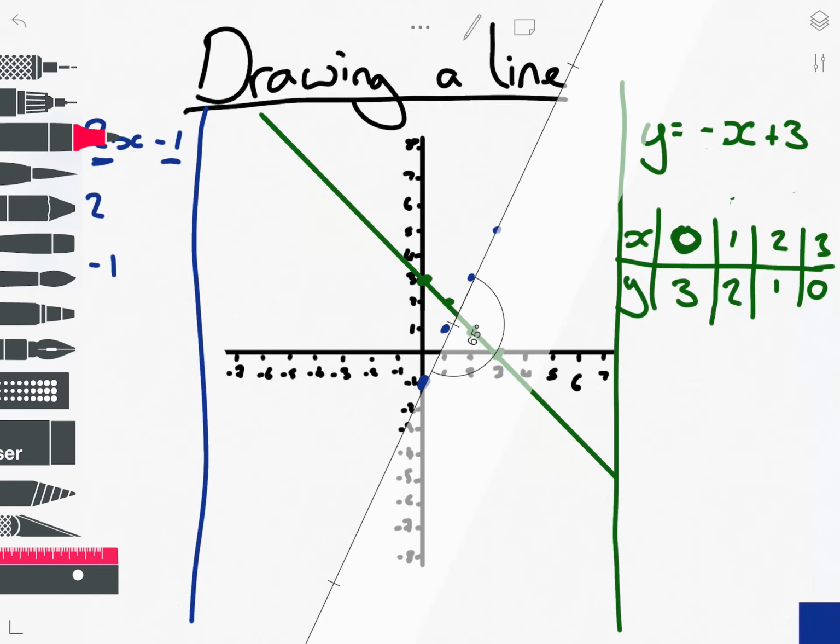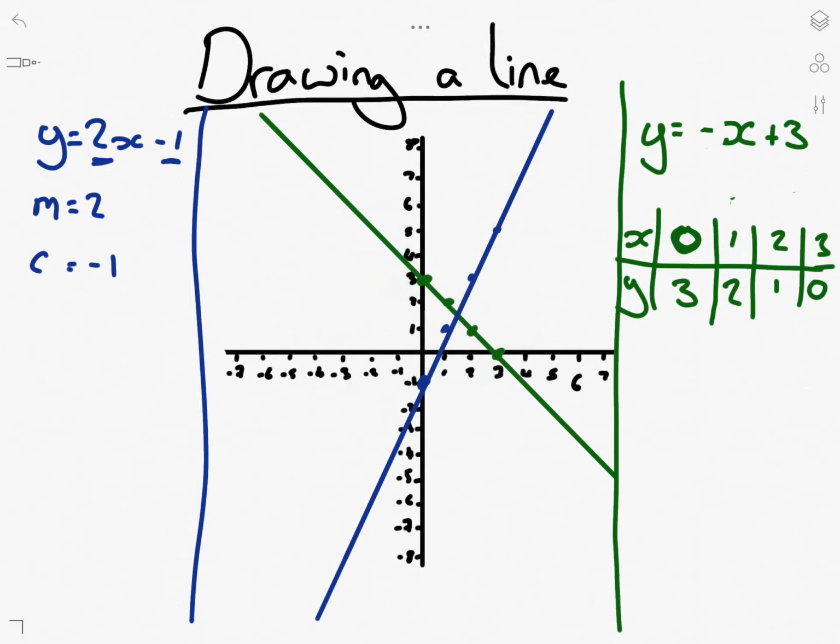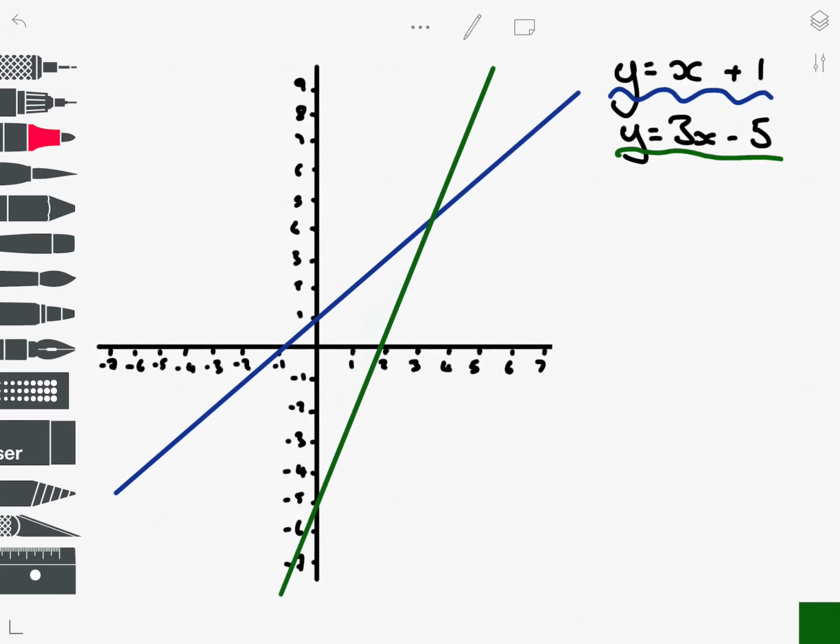When we're doing this, my points aren't going to be the best because I'm not using squared paper, unlike you, so you should all have perfect points. And there you go, that's our 2 lines. So that's drawing a line. And yeah, we'll go on to the next part.